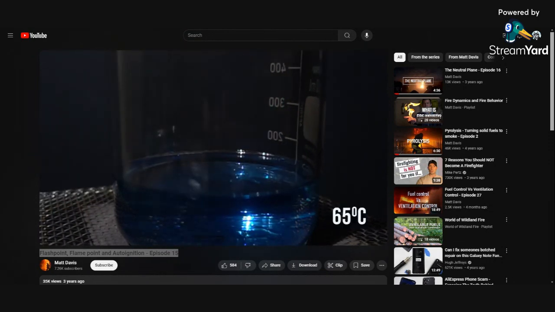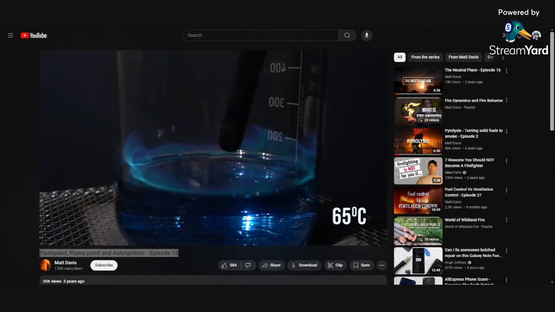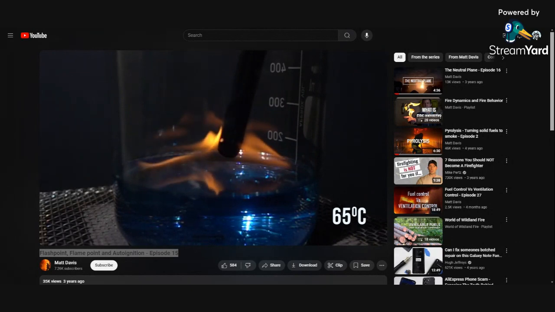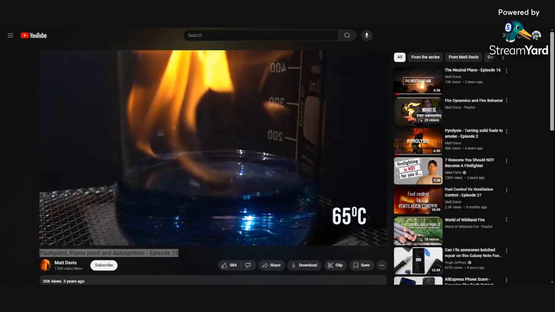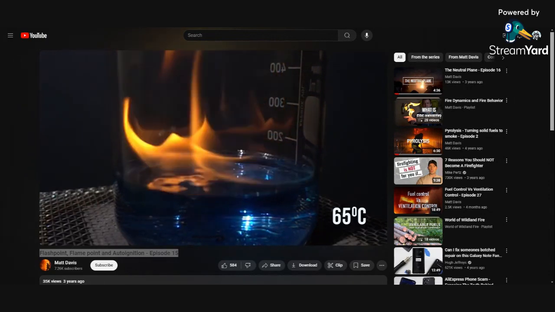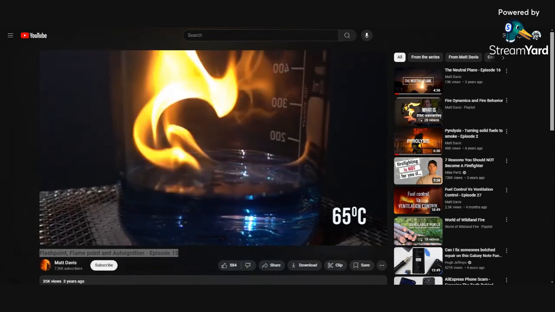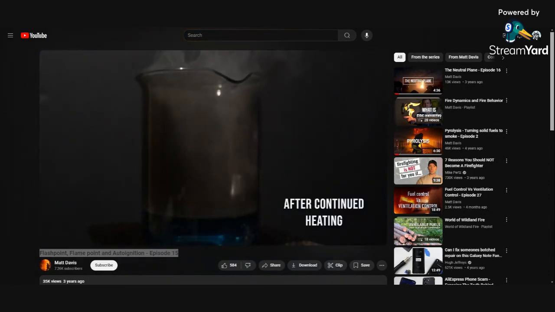So you'll see here we're at 65 degrees, and when we add our flame to the kerosene, what you can see is the flame quickly burns across the surface of the fuels, but the flame also sustains itself, and we actually get continued burning even after that piloted ignition has been removed. And this is what we mean by flame point, because once we add that piloted ignition to the fuel source, then the fire will continue to burn.